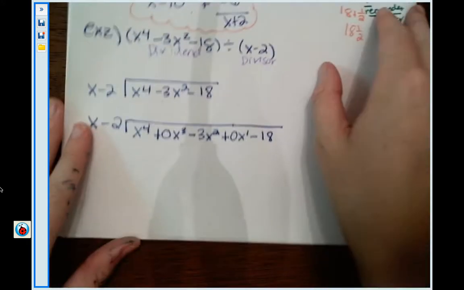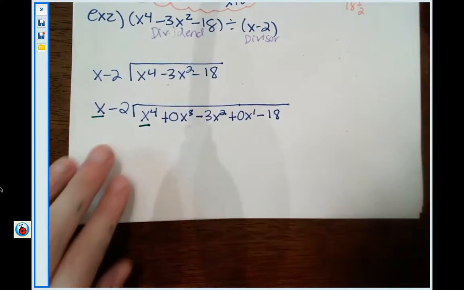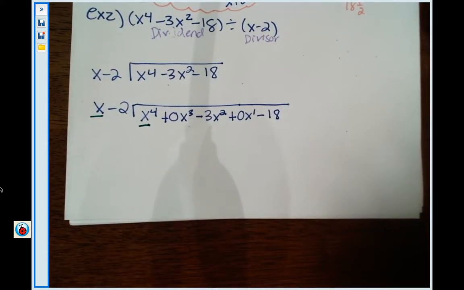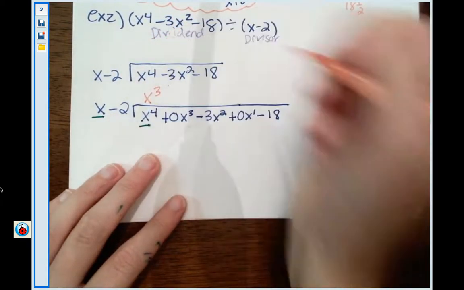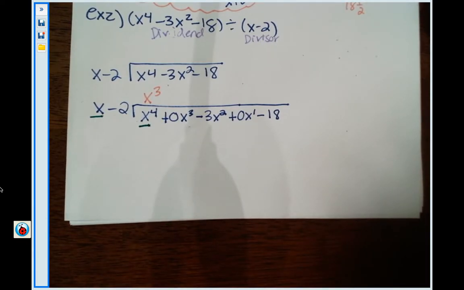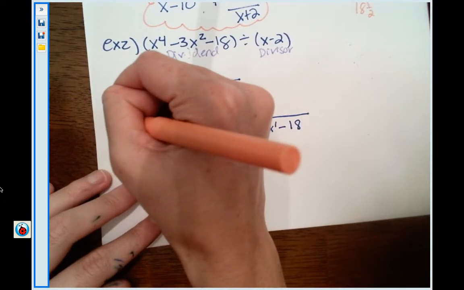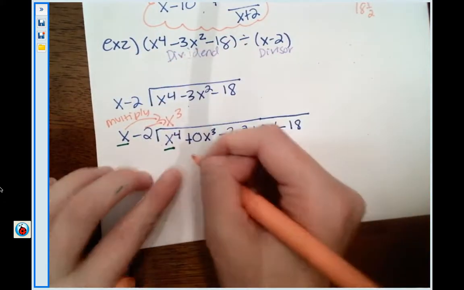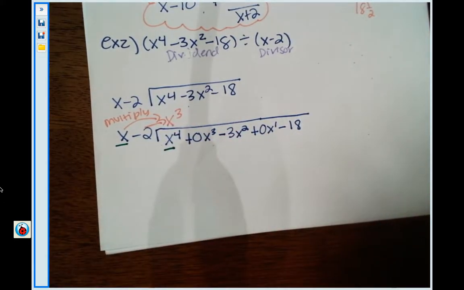Okay, let's get going. You start with the first term, x, and you look at the first term here. You say x times what will give me x to the 4th. You guys are so smart. X to the 3rd times x will give me x to the 4th. So then we're going to multiply both of these to this term. We multiply up here, but do the opposite down here, so be careful.